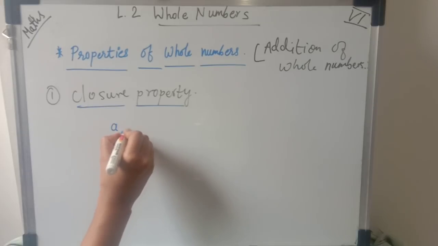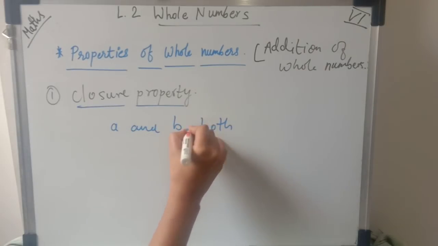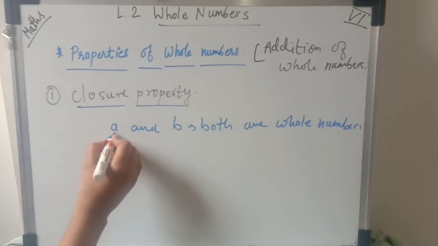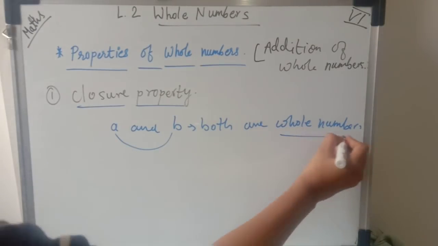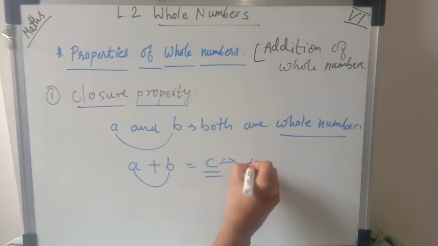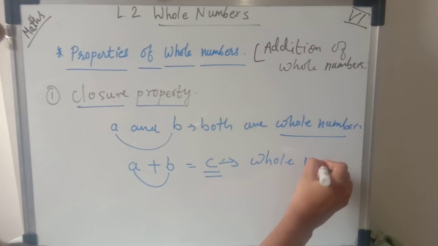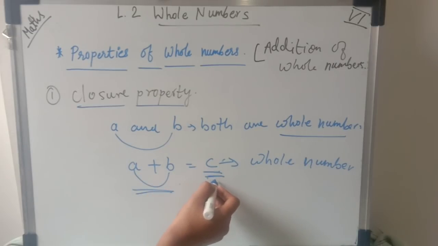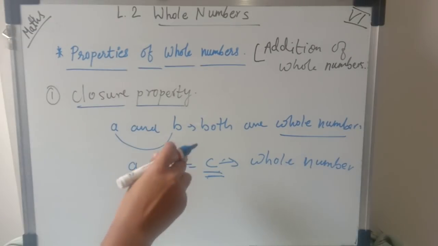Suppose here A and B, both are whole numbers. The sum of these two whole numbers is also a whole number. A plus B is equal to C. Whatever the sum comes, that is also a whole number, and this property is known as closure property. When the addition of whole numbers gives a whole number, we say that the addition is closed under this property, that is, closed under addition.